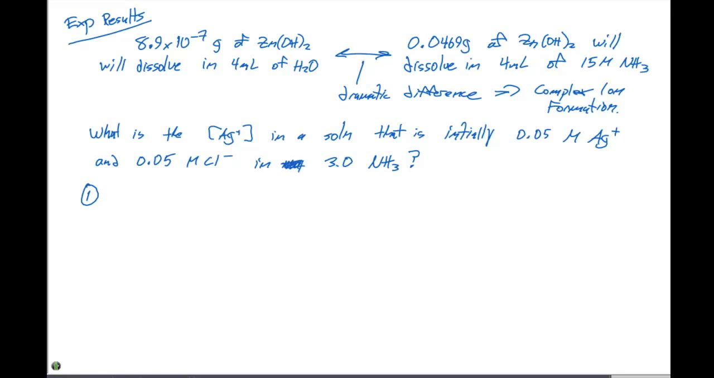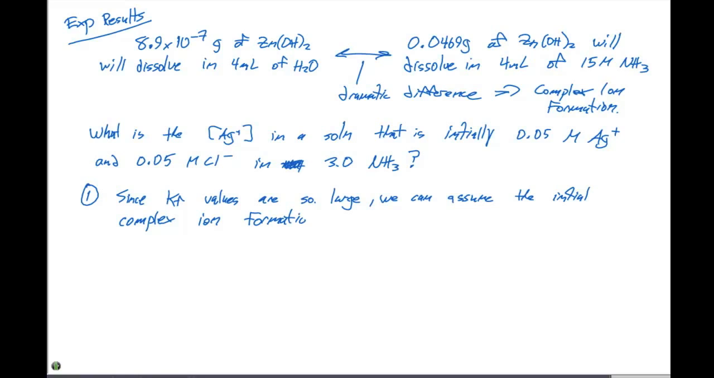is the reason we look at it in 2 steps is twofold. Number one, since the Kf values are so large, we can assume the initial complex ion formation goes to completion.